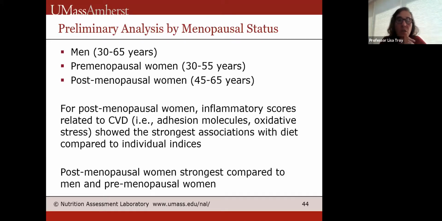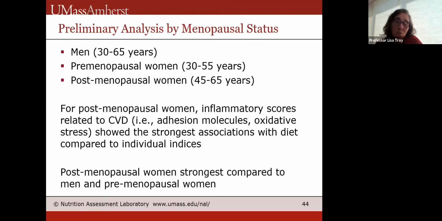Okay, so we started doing some of this work in menopausal women. And what we found was that for postmenopausal women, inflammation scores related to CVD were most strongly associated, again like we saw in Framingham, when we had an inflammatory score reliant on adhesion molecules and oxidative stress, that diet made a difference. But we didn't see the difference in diet with individual indices.